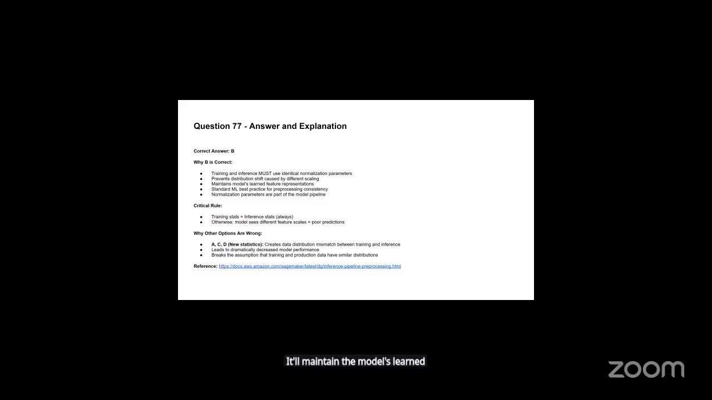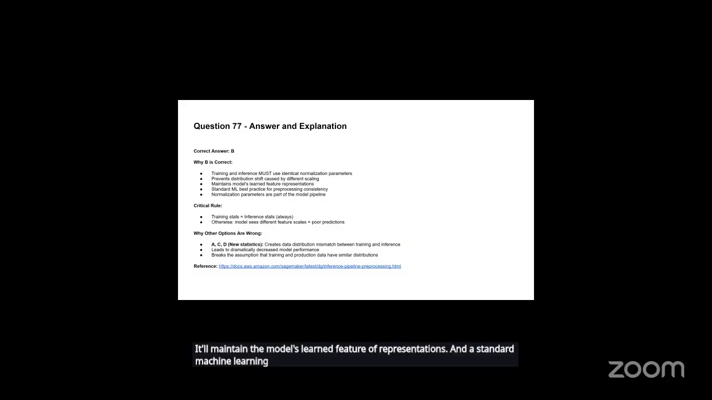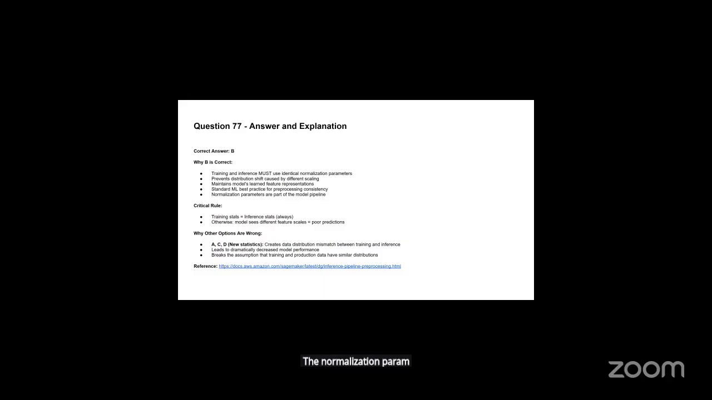B. Training and inference must use identical normalization parameters. This prevents distribution shift caused by different scaling. It maintains the model's learned feature representations and is a standard machine learning best practice for preprocessing consistency. The normalization parameters are part of the model pipeline. So the training statistics equal the inference statistics. Otherwise, the model sees different feature scales, which means poor predictions.